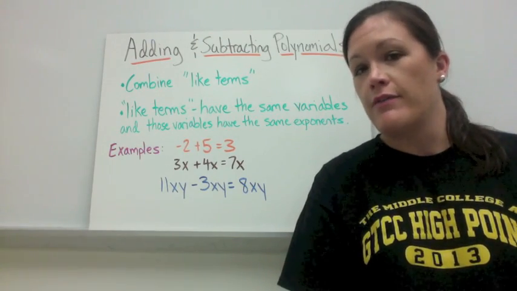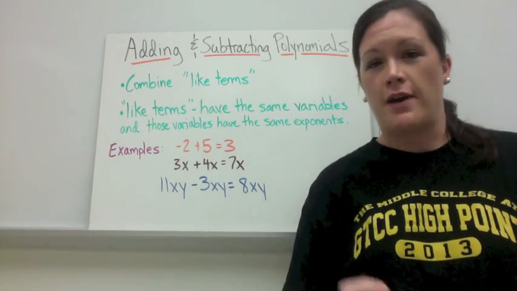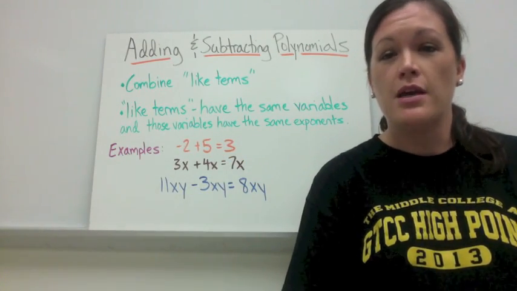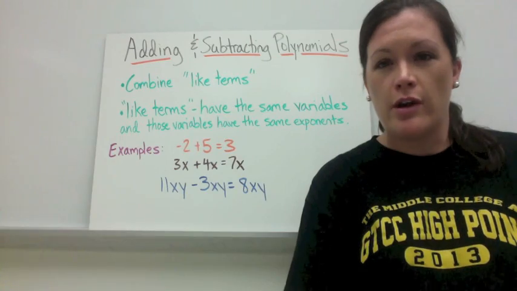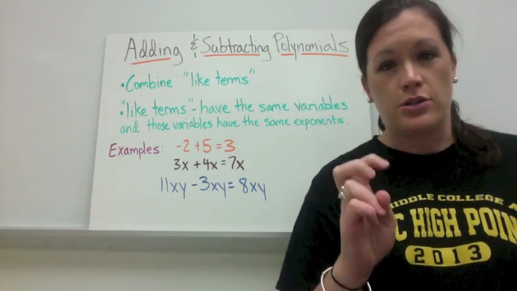We have negative 2 plus 5, which would combine to equal 3. So when you have just numbers that have no variables, those are also considered like terms.